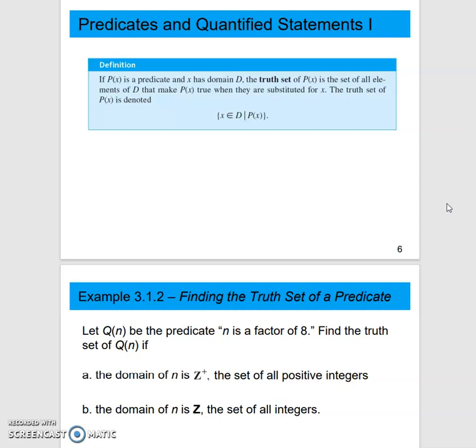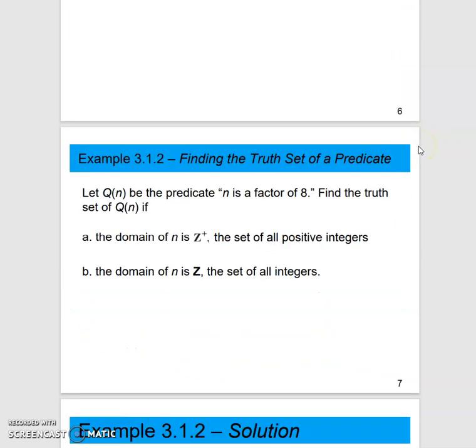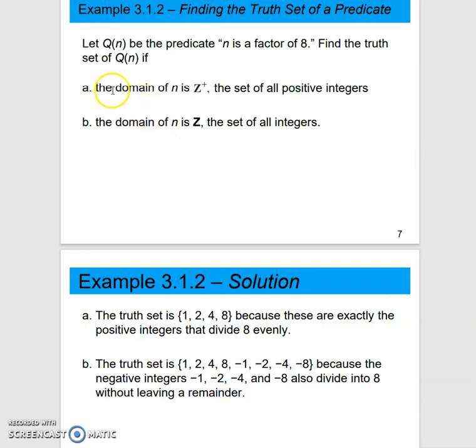Alright, so the true set, that is basically all of the values that work. So we have x is in that domain D, such that p of x, those are all of the values that make it true. So let's see what that looks like. And let's start with the domain of n is Z positive, and we would like the set of all positive numbers, where I also have the predicate n is a factor of 8. So factors of 8, 1, 2, 4, and 8, and those are all positive integers, so those are my answers, and I've got them here in squiggly brackets.